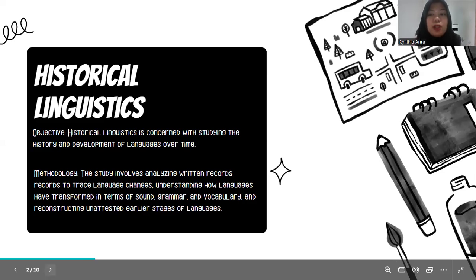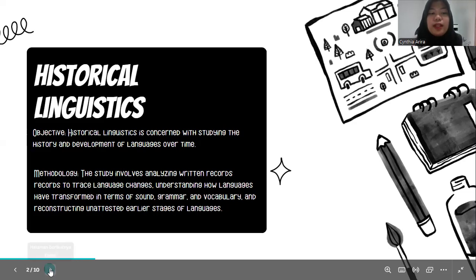Next is the methodology, or how it works. So linguists examine all written records to see how languages were spoken in the past. They try to figure out the rules of those older languages and how they transform into the languages we speak today.